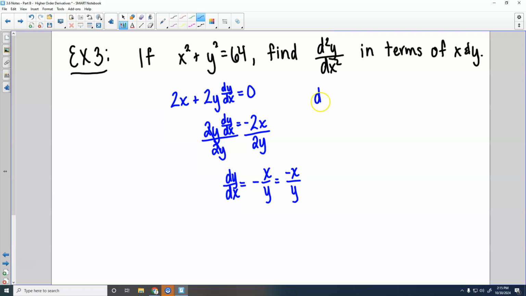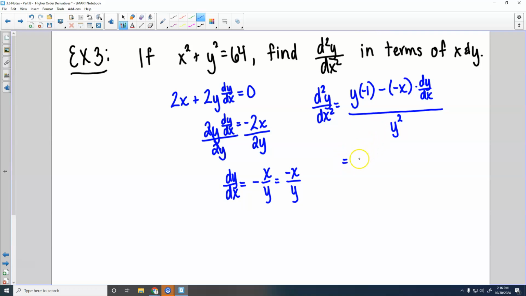So for my second derivative, I've got to use the quotient rule. So I will have y times the derivative of negative x, which will be negative 1, minus negative x times the derivative of y, which is dy/dx, over y squared. To clean that up a little bit, I'm going to have negative y plus x dy/dx over y squared.